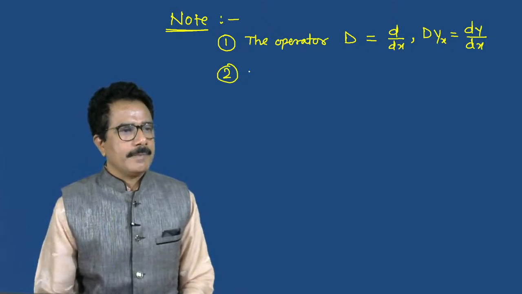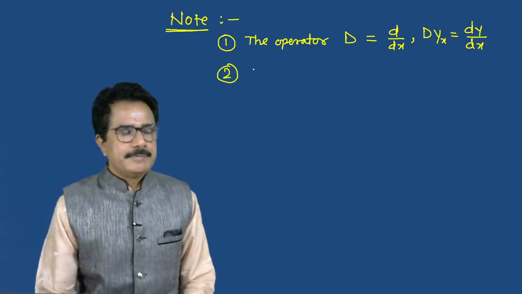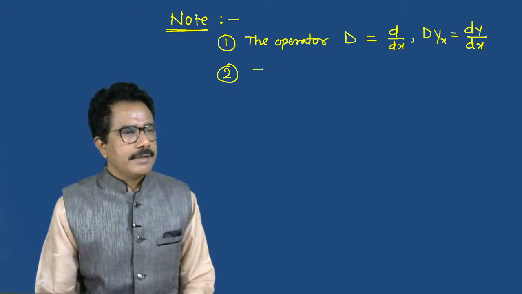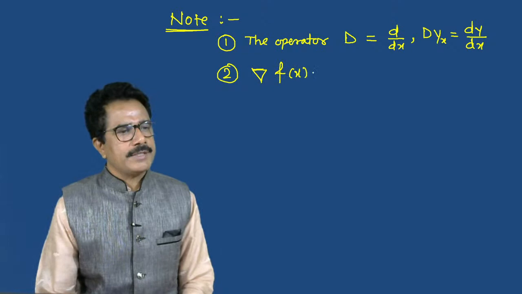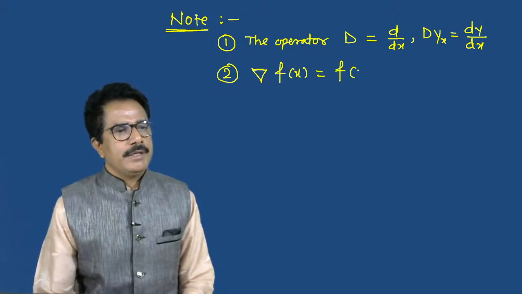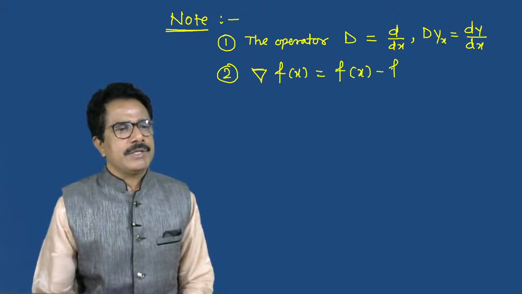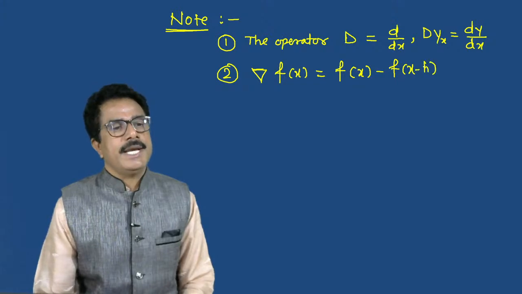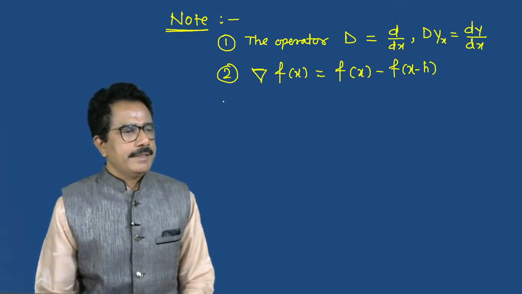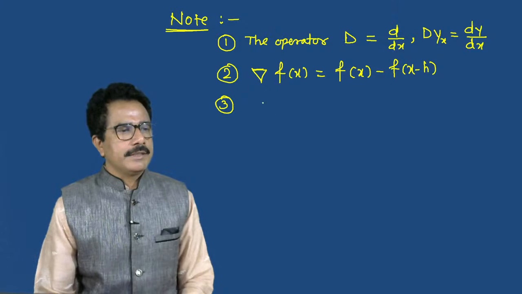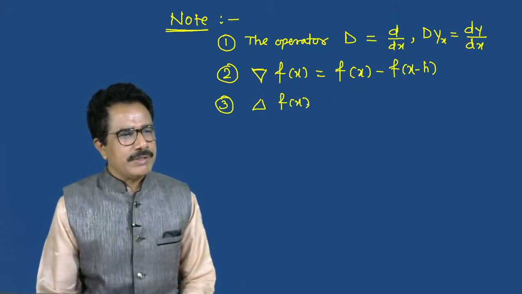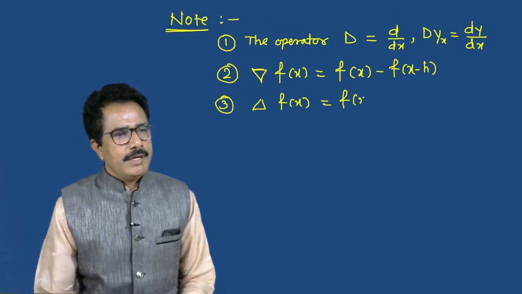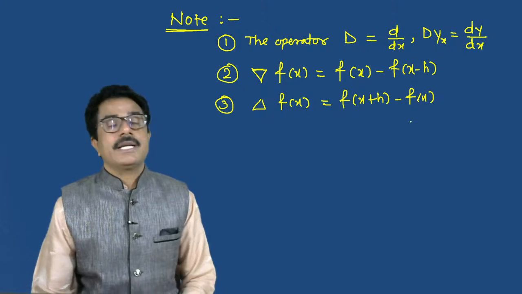Second, del we can write: del f of x is equal to f of x minus f of x minus h. Third, I also write delta f of x is equal to f of x plus h minus f of x, to notice the difference.